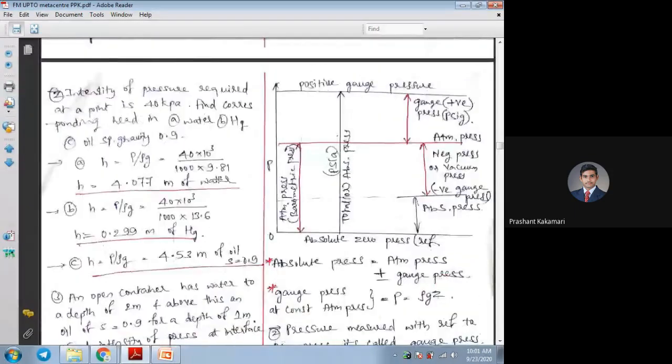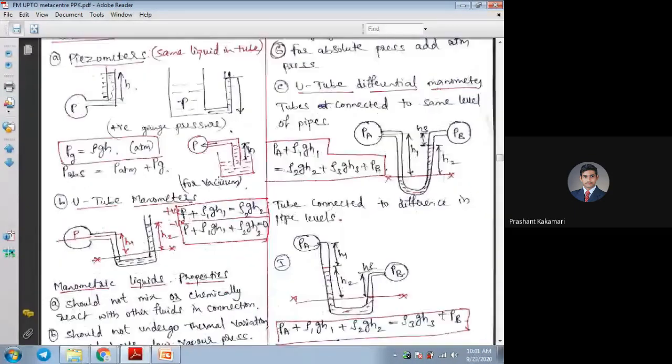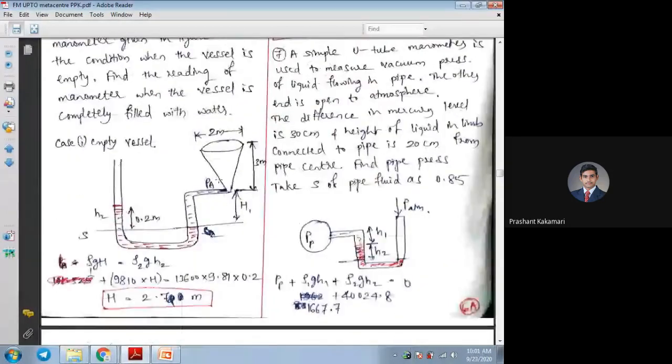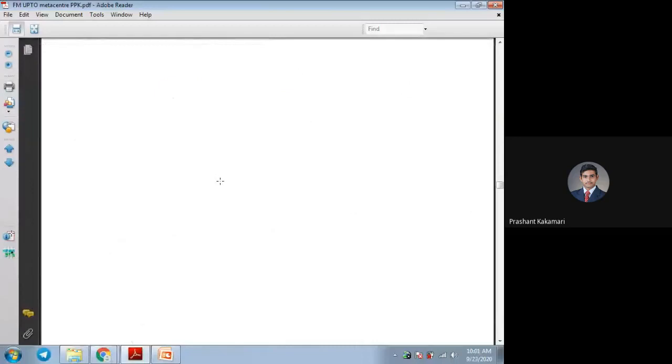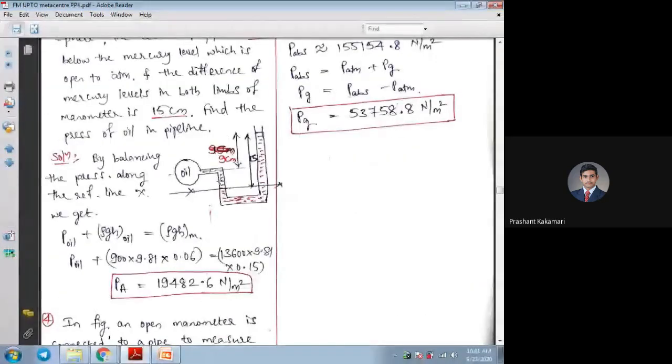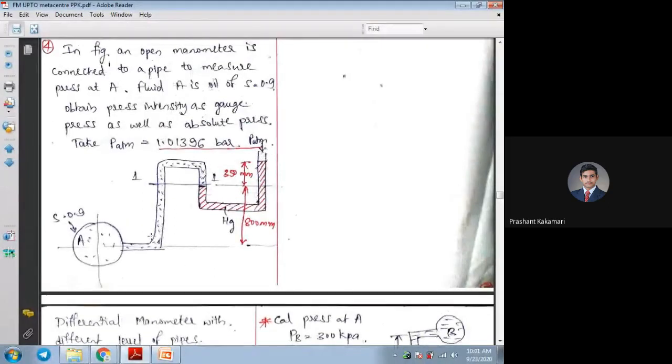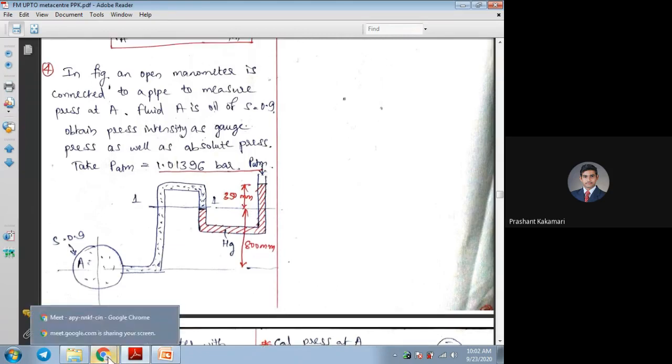So coming to those problems, I think we have stopped at this point. Yes, this problem, right? A manometer which has a U shape like this. Two U-tubes are there, connected to one pipe, and the other side is kept open to atmosphere.